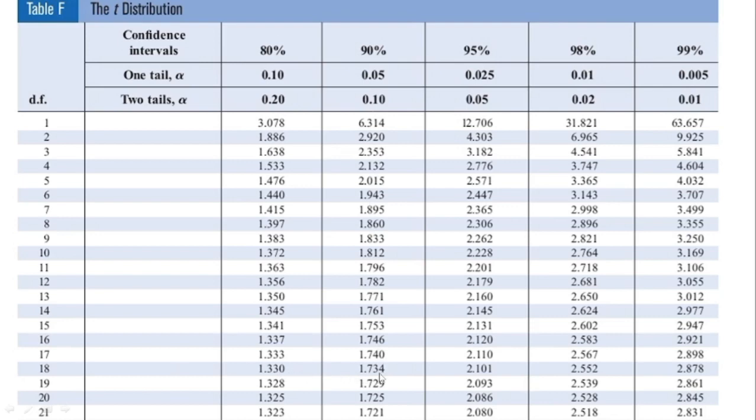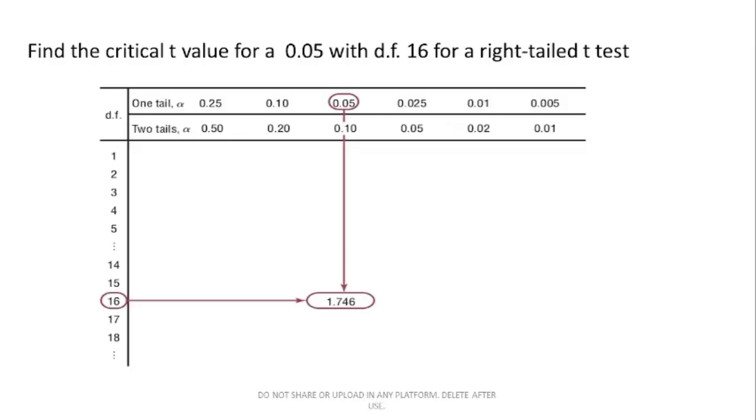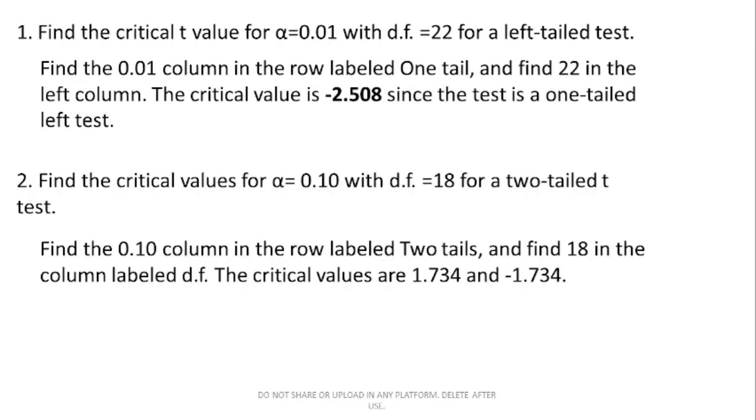This is 1.734. Since this is a two-tailed test, our critical t-values are negative 1.734 and positive 1.734. Okay, so that's it.